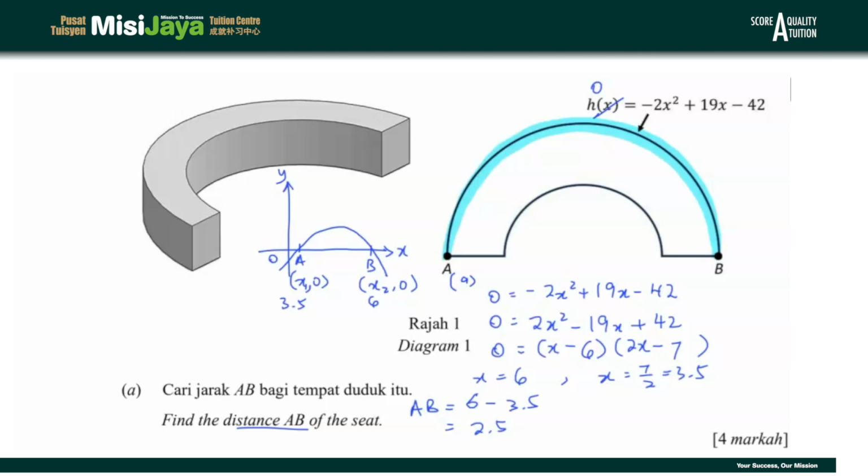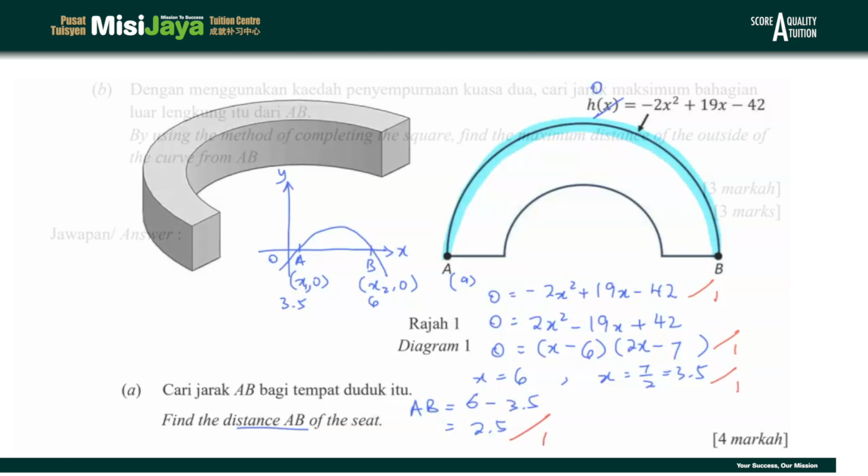So where do we get the 4 marks? The 4 marks we can get from here. 1 mark here for factorization. And then this step is 1 mark. And the final answer is 1 mark. So total will be 4 marks for question A.